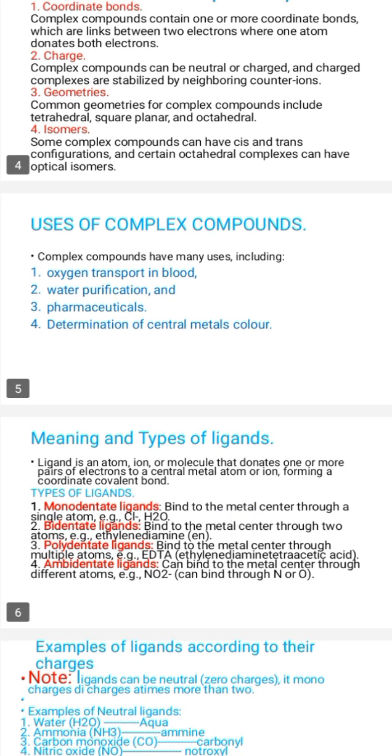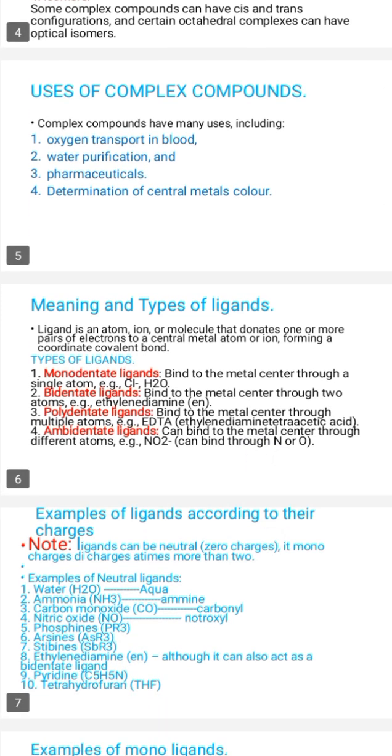The uses of complex compounds. Complex compounds have many uses, including oxygen transport in blood, the way the hemoglobin is moving the oxygen around the body. We use it in water purification, also in the pharmaceutical companies. Also to determine the color of central metals, because when the ligands attach to the central metal, it displays some colors. So we also determine the color of central metals in the complexes.